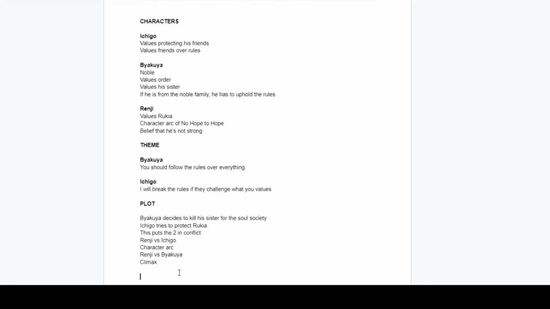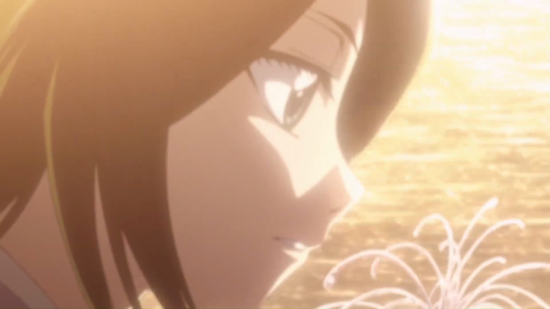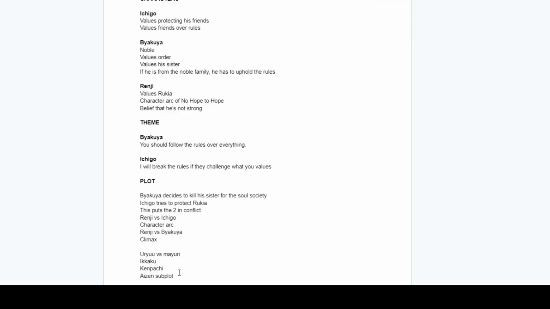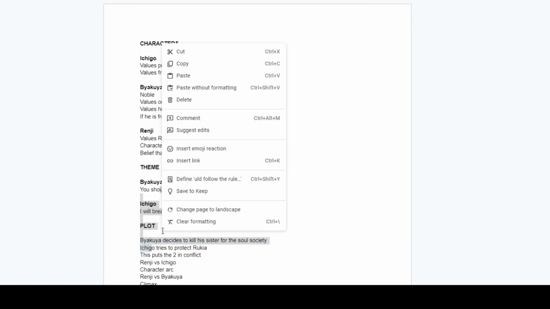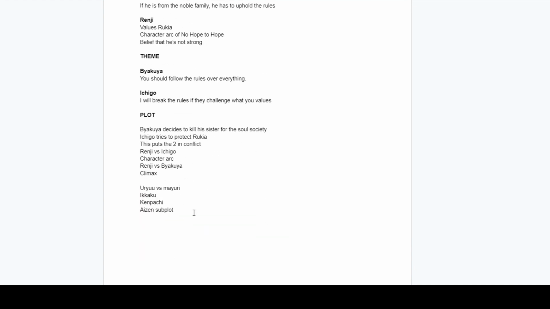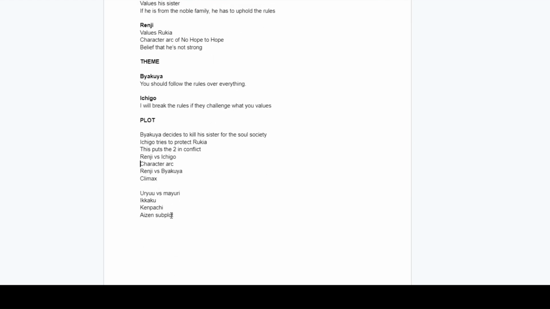Now, there are other things in the plot. For example, there's Uryu versus Mayuri. There's Ichigo versus Ikaku, Ichigo versus Kenpachi, versus all these other people. There's obviously the Aizen subplot, the betrayal. But all of these things are bells and whistles. They're welcome, but they don't really add to the core of the story. You could have just this part, and the story would still be really strong. But these things add to the story and really flesh out the plot. So that's all I have for the Soul Society, and I think that's what makes it such an amazing arc.